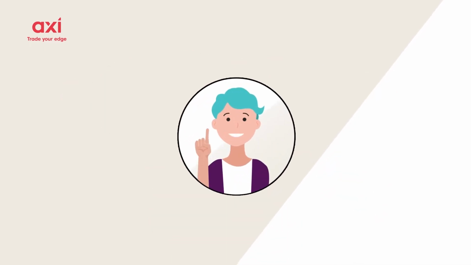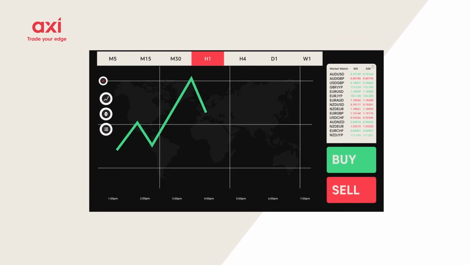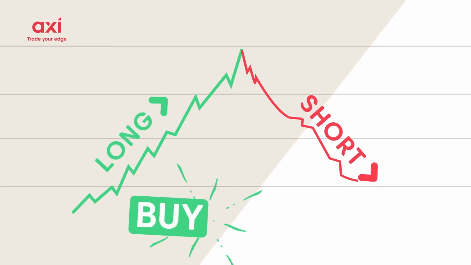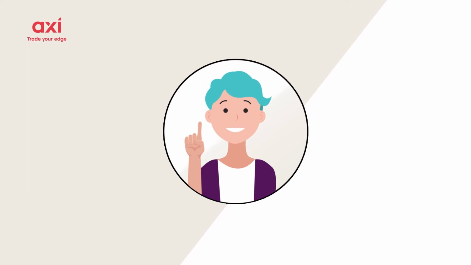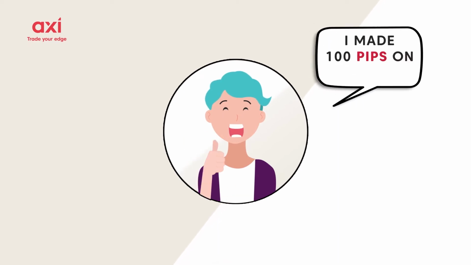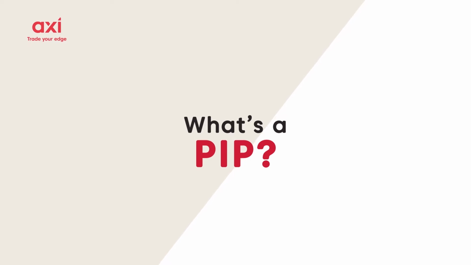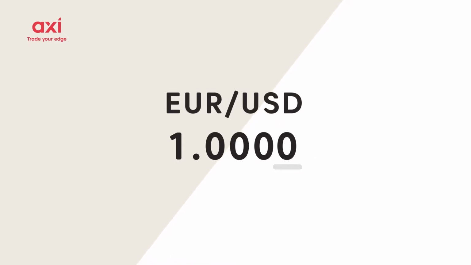When a trader says they are bullish or bearish, it simply means they're expecting the market to rise or fall. Similarly, if they say they are long or short, it means they have bought or sold a currency pair. When a trader has made money, you might hear them say, "I made 100 pips on this trade." But what's a pip? In Forex, pip stands for percentage in point, and it's simply a unit used to measure very small movements in currency pairs.